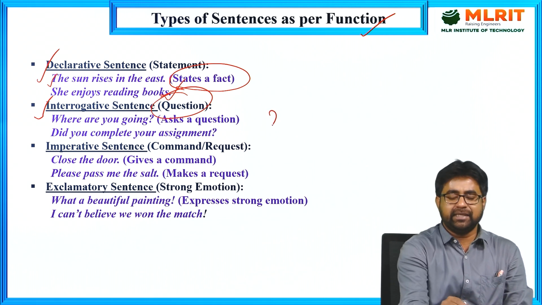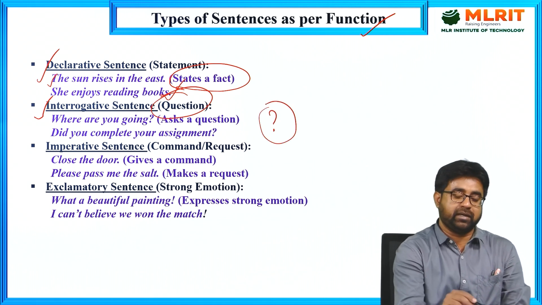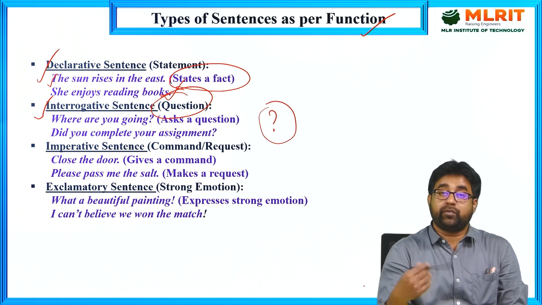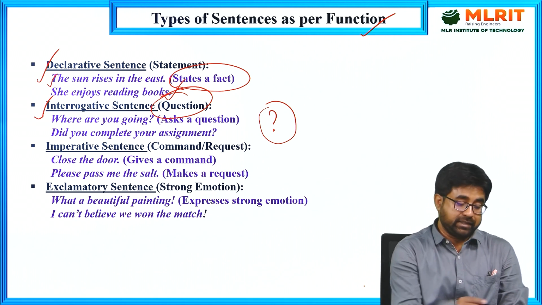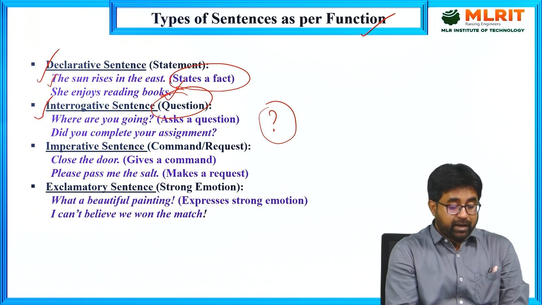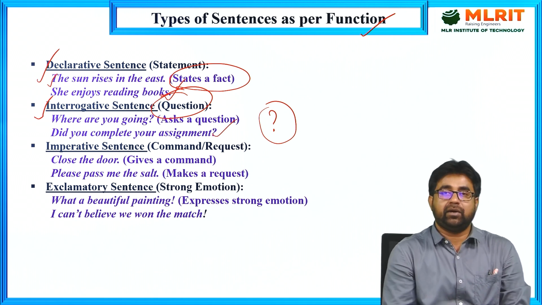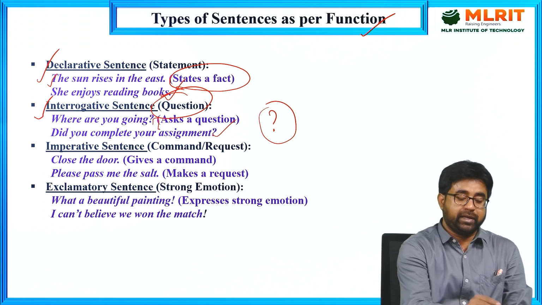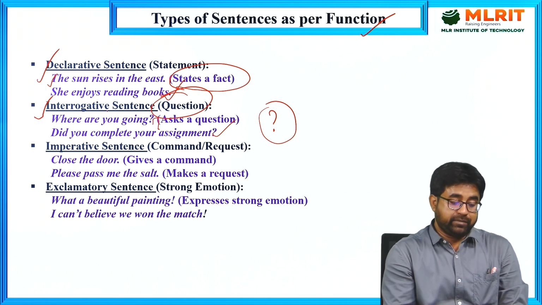They are very easy to identify. You will always find this mark, right? In order to question something, we use this kind of sentences. Where are you going? Did you complete your assignment? You can see all these are questions. I am asking questions by using them. That's why they are interrogative sentences.